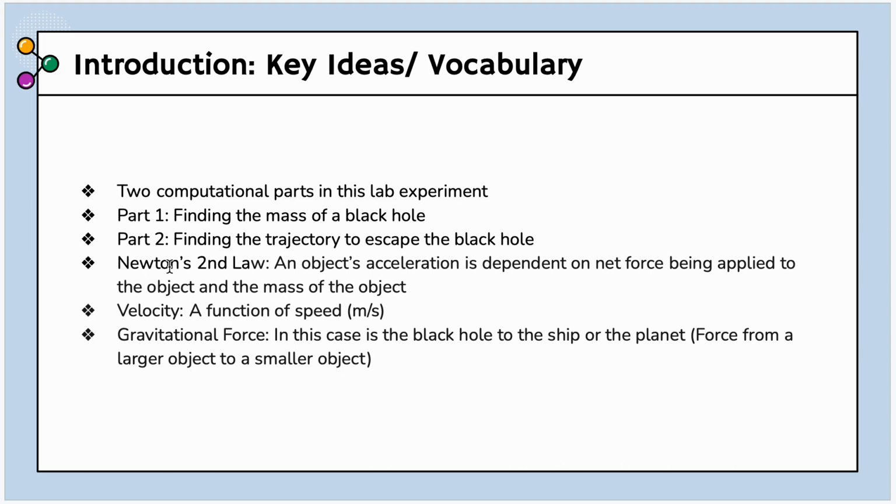So of course we're going to be using Newton's second law, which basically says that an object's acceleration is dependent on the net force being applied to the object as well as the mass of the object. And then velocity, which is just a function of speed with meters per second as the units, and then gravitational force, which in this case is going to be the force of the black hole on the ship or the planet.